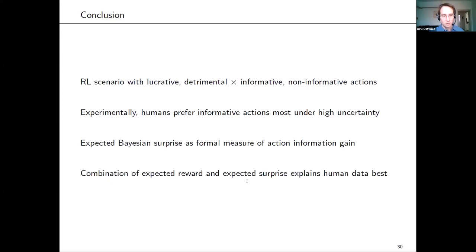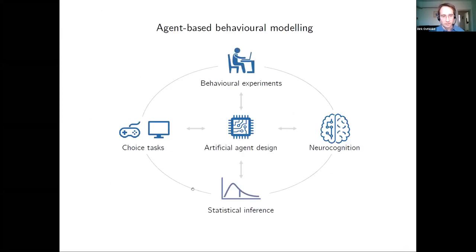And we find that combining expected reward and expected surprise maximization explains the human data best in this task. So in summary, this is one of the projects that we're currently doing, where we look into the reinforcement learning literature as an inspiration for explaining human cognition, but then also have to deal with other problems, like how we infer on these interactions, that in pure AI might not be at the forefront. So thank you very much, and I'm looking forward to any questions and of course the other talks.